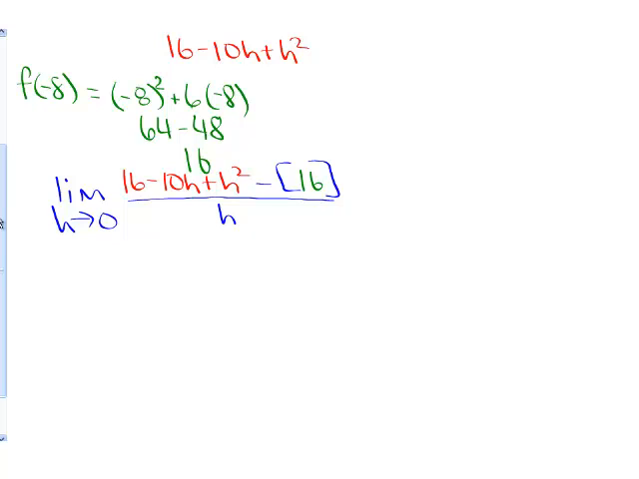The 16s cancel out, and that leaves us with negative 10h plus h squared all over h. You know you're headed the right direction when everything without h goes away.